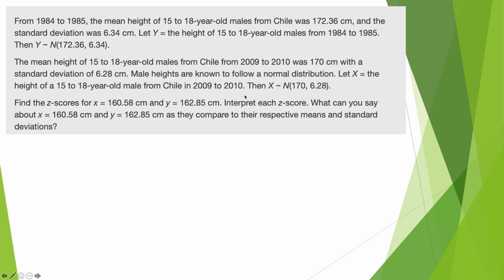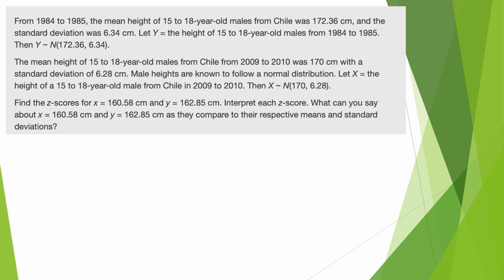Okay, next up, from 84 to 85, the mean height of 15 to 18-year-old males from Chile was 172.36. We already said this. Standard deviation 6.34. Here we go, listed right there. Then this was from 84 to 85. Then they found the stats changed from 2009 to 2010. And they said, okay, well, this time the average height was 170 and the standard deviation was slightly different. It was 6.28. So both changed a little bit. Both got a little bit smaller.